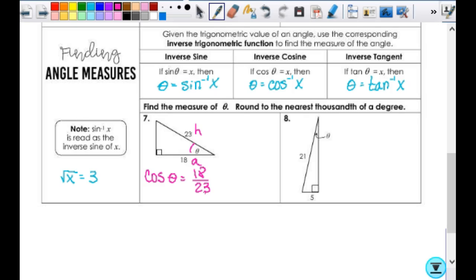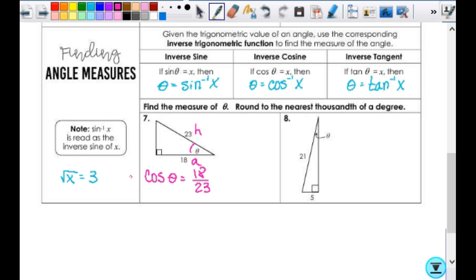Now, that doesn't reduce, but even if it does, I don't care. But make sure that you're answering the question that's being asked. If it asks me for the cosine of theta, it's 18 over 23. I'm done. It's not asking me for that. It's asking me for actually the measure of theta. But there are times when you're asked for the cosine ratio, but some of you go too far and find theta and nobody even asked you for that. Okay, so be careful with that.